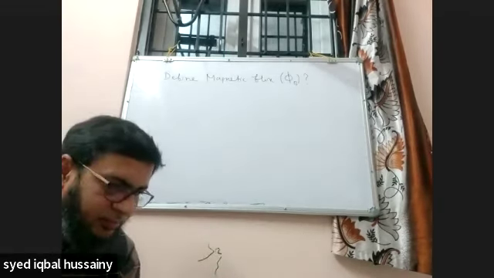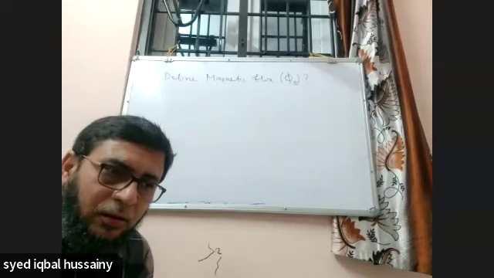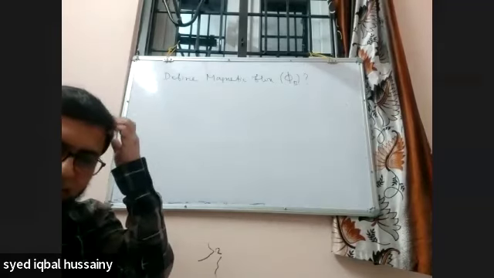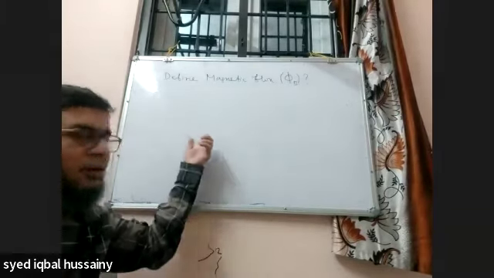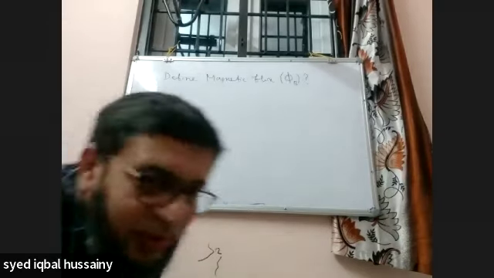Same thing only. Number of magnetic field lines passing through a point. Same thing you have to say: number of magnetic field lines passing through an area. Very good. So don't feel shy.